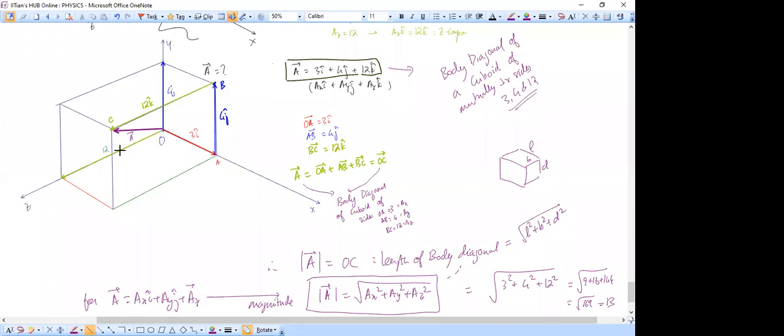If I went in a different order, 12 i cap plus 4 j cap plus 3 k cap, sorry, 3 i cap, I would still reach here. Or if I went 4 j cap plus 3 i cap plus 12 k cap, or 4 j cap plus 12 k cap plus 3 i cap, in any order I go, it will be the same, because vector addition, as you know, is commutative.